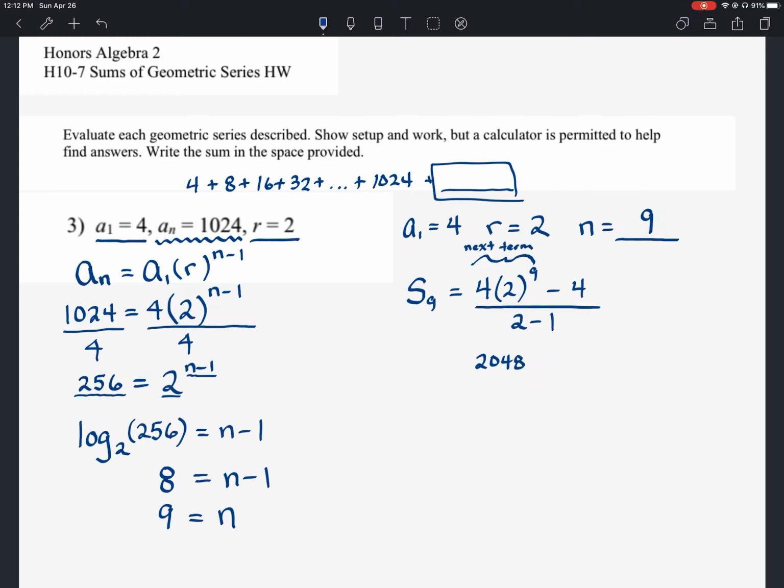That's the next term. So some of you, if you don't have a calculator handy, you could do it that way as well. So we have 2048 minus 4 over 2 minus 1, which would be 1. Well, 2048 minus 4 is going to give us 2044. And that would be the sum of this series.